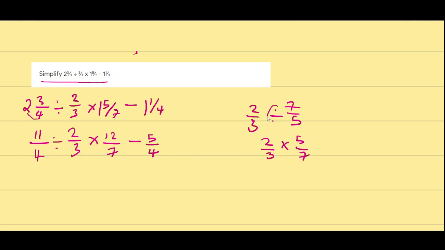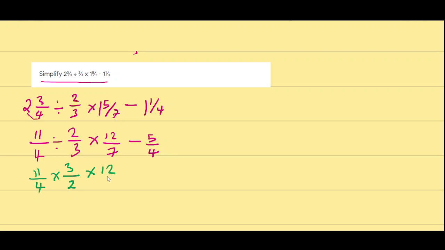So this is how we change division to multiplication, by inverting this, turning it upside down. So let's use this principle here and change all the division to multiplication so that we can multiply directly. So this is 11 all divided by 4, times 3 all divided by 2, times 12/7, and minus 5/4.